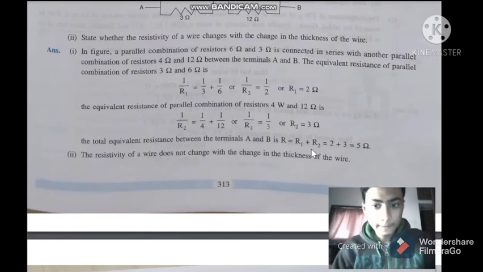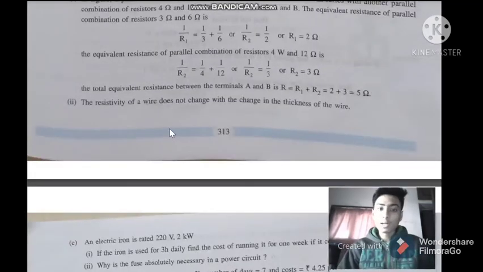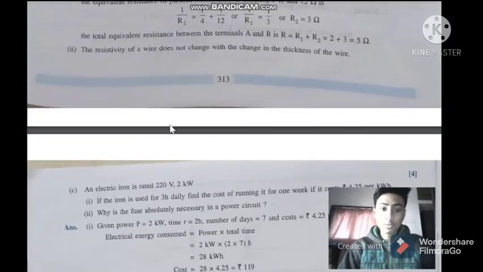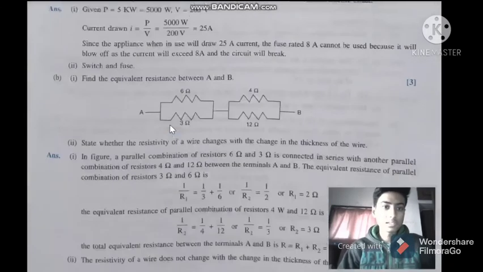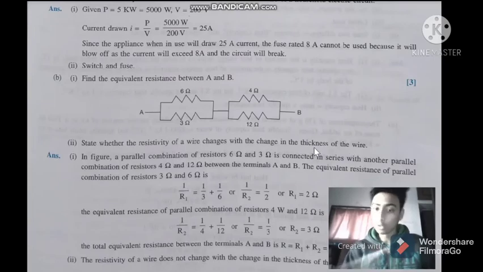Got it? The resistivity of the wire doesn't change with the change in thickness of the wire. This question is very important. State whether resistivity changes with the thickness of the wire. No, mark it, very important. Mind it, resistance changes with the thickness of the wire and not the resistivity.